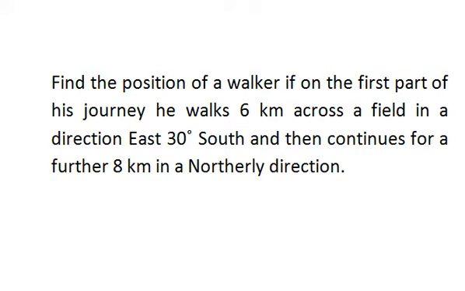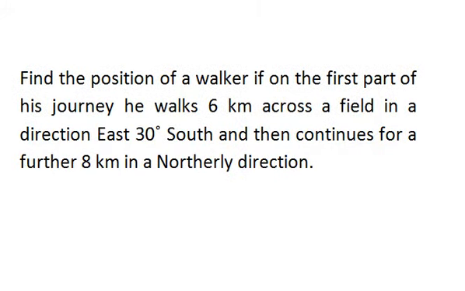Let's do another exercise involving vectors. So here, find the position of a walker if on the first part of his journey he walks 6 kilometers across a field in a direction east 30 degrees south and then continues for a further 8 kilometers in a northerly direction.